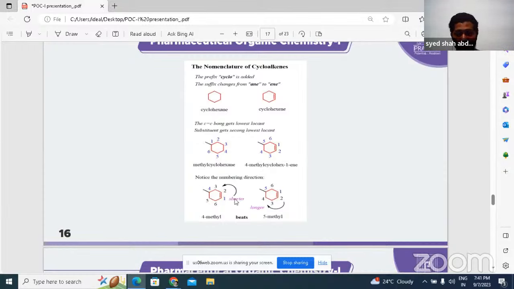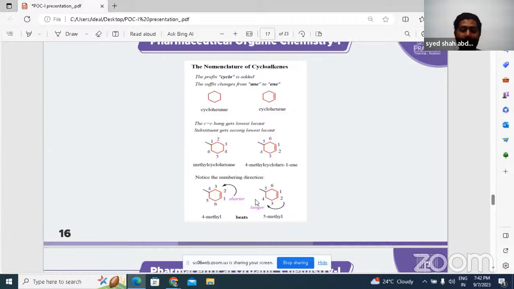What about the numbering direction also? That is also important here. So here, if I write the name, it is coming as 5. But what is the name mentioned here? 4-methyl, which means that this numbering is not correct. We can go either clockwise or anti-clockwise, so we should move in the direction that gives the lower number. If I go anti-clockwise, I'm getting the methyl branch on the 4th position. If I go clockwise, it was getting on the 5th position.